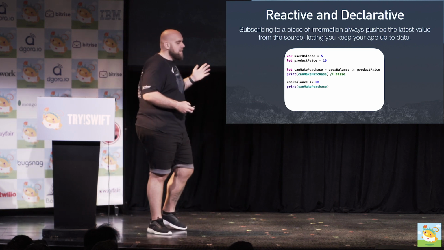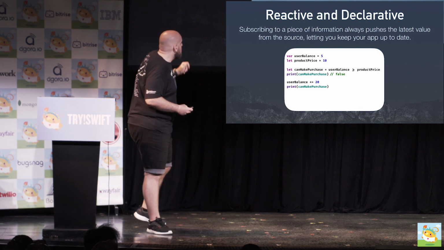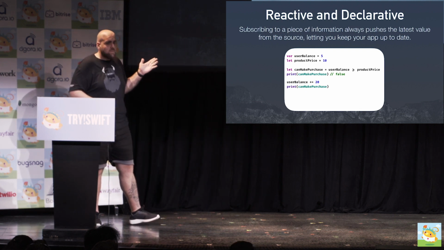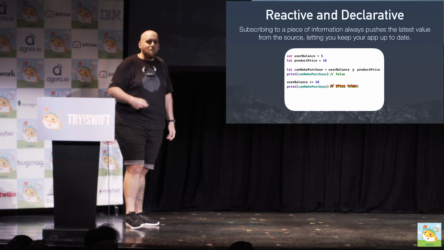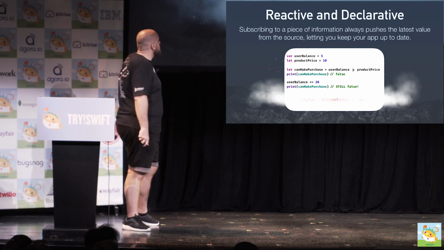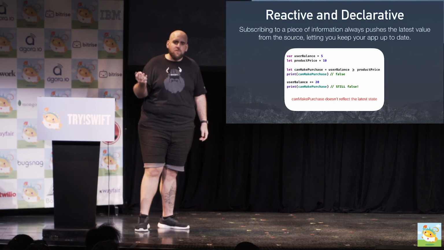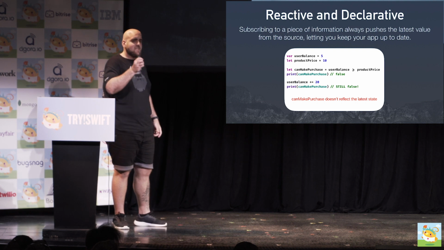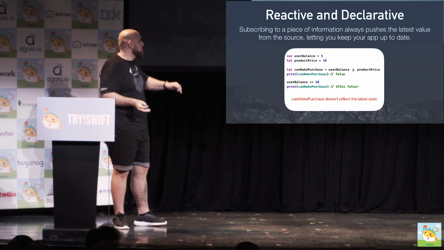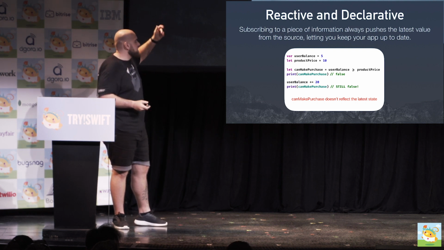Later on, they go to an ATM. They get $20 more, and now they have $25. Can they make that purchase? That would still say false. And that's because canMakePurchase does not reflect the latest state of your system. It reflects a static snapshot in time of when these values were 5 and 10.